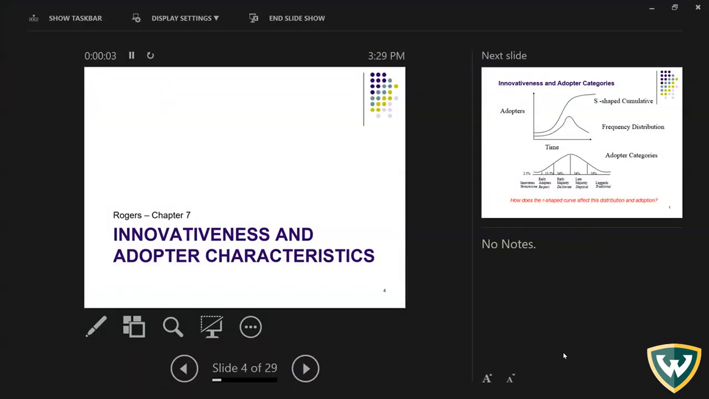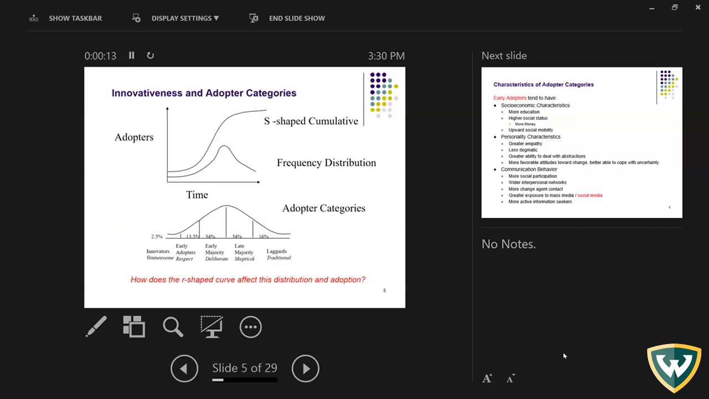Hi guys. Okay, so we are talking about innovativeness and adopter characteristics. This is Rogers chapter 7. And I know a lot of this stuff we've gone through before, but the nice part about this chapter is it really delves into the characteristics and those things that differentiate one category from the next and allow us to do something with these categories, not just throw people into it, but once we know what they are, what can we do with them? So we start with the S-shaped curve.